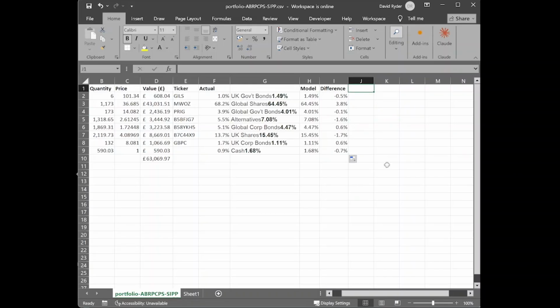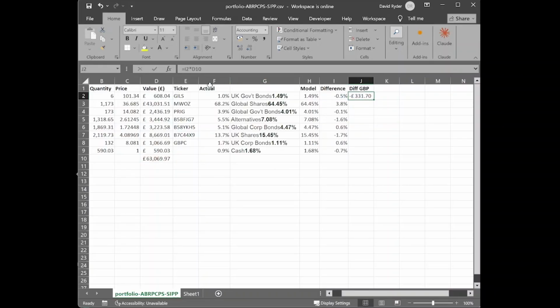Now I want to know what that is in terms of money. So the difference in terms of money, let's get the pound coin. Oh, where's the pound coin hidden? I don't know. So let's do that. GBP, Great British Pounds. To do that, it is equals that square multiplied by that, which is the total value of the portfolio.